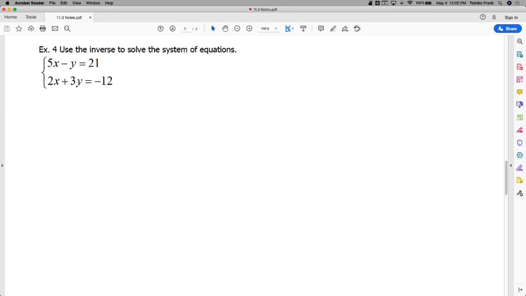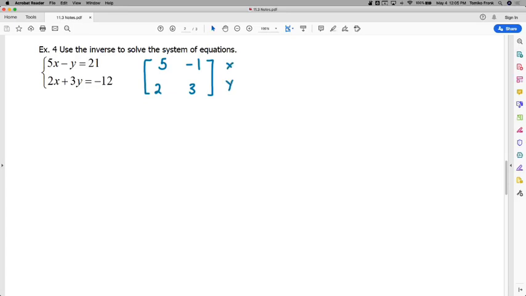So I'm going to take the coefficients of everything on the left. So that is, move all of the constants to the right, get everything with a variable on the left, make sure that the columns add up, like the x's are in one column, y's are in the other. And I'm going to take the coefficients of these variables. So 5, -1, and then 2, 3, that's going to be my first matrix.